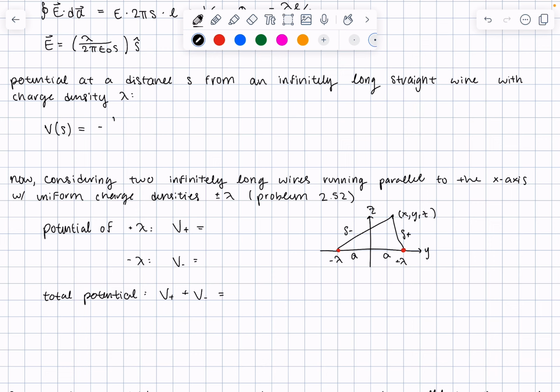And then the potential at a distance s from this infinitely long straight wire will be the negative integral from a to s of lambda over 2 pi epsilon naught s ds. And that's going to be equal to negative lambda over 2 pi epsilon naught ln of s over a. And so here, a is going to be the distance from the wire to the reference point.